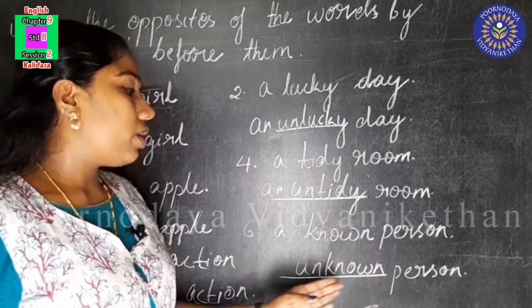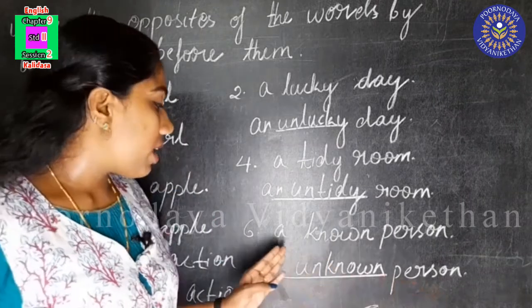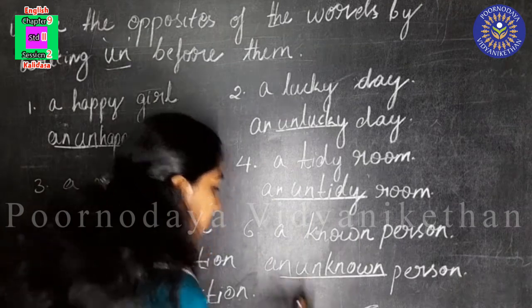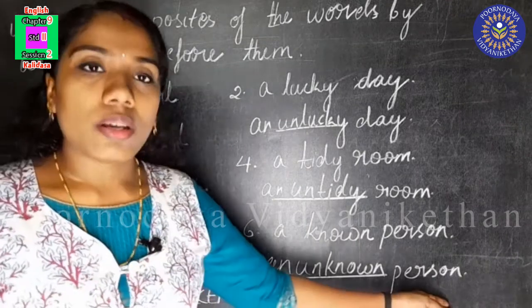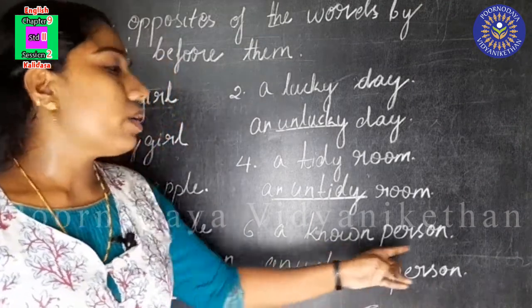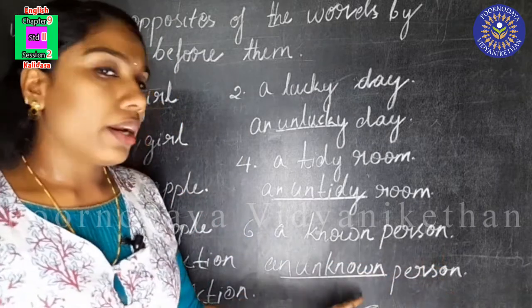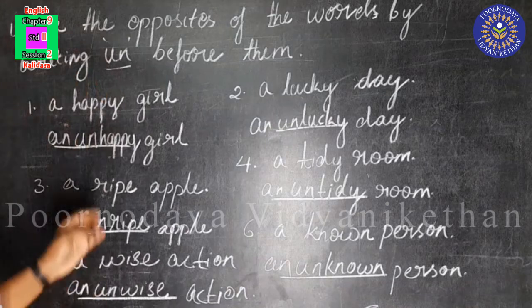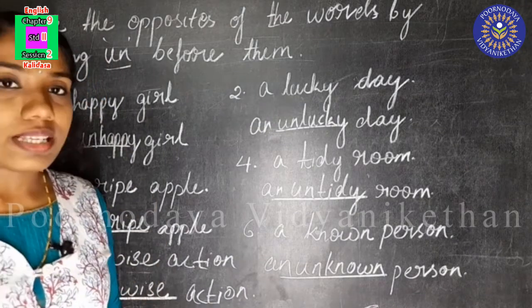An unknown person. Then we have to add the article here. An unknown person. A known person. An unknown person. Did you understand, children? Now we'll read all these phrases once again.